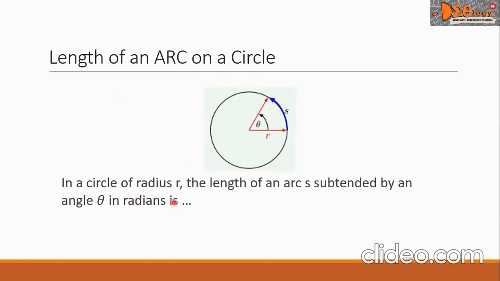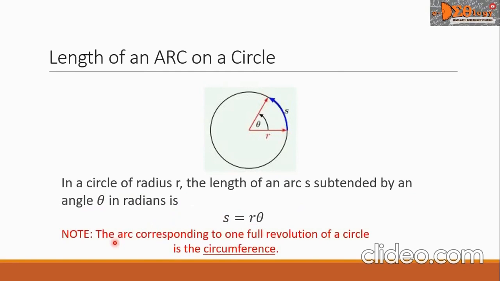In a circle of radius r, the length of an arc S, subtended by an angle theta in radians, is given by the formula S. This is the S, that is the arc. S equals the radius times the angle in radians. Please note, the arc corresponding to one full revolution of a circle is the circumference.